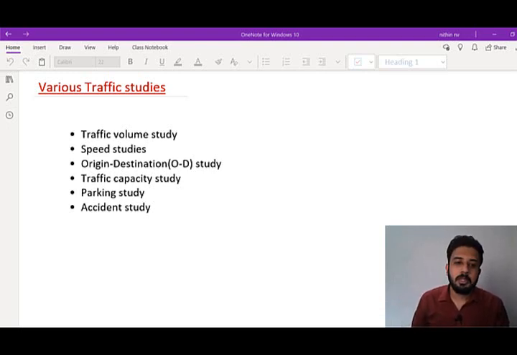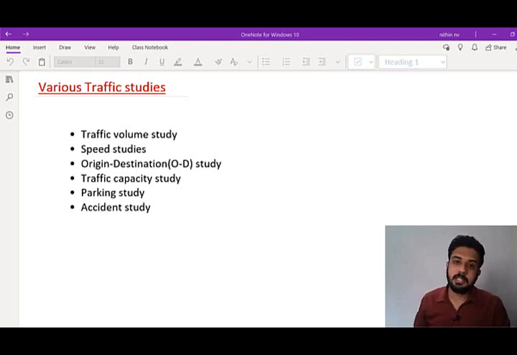Okay. Then parking study. Parking study indicates how much width of road we require. Road in the sense of roadside, okay, or parking lot we require. What are the different types of parking studies? What is the requirement of parking studies? Those things we have to study.